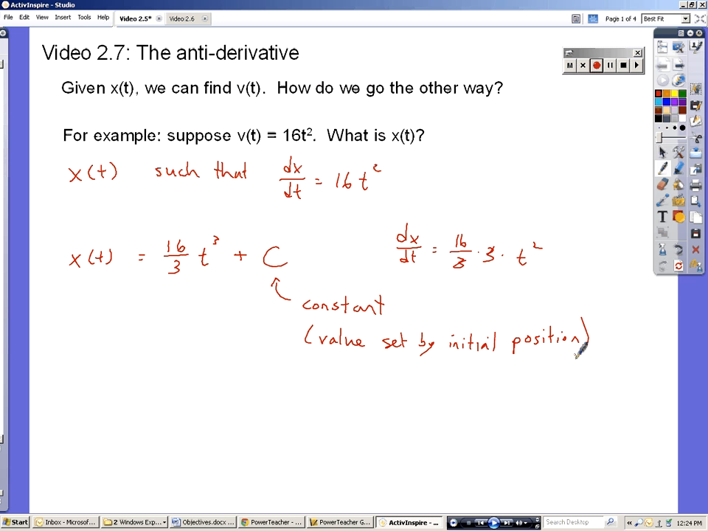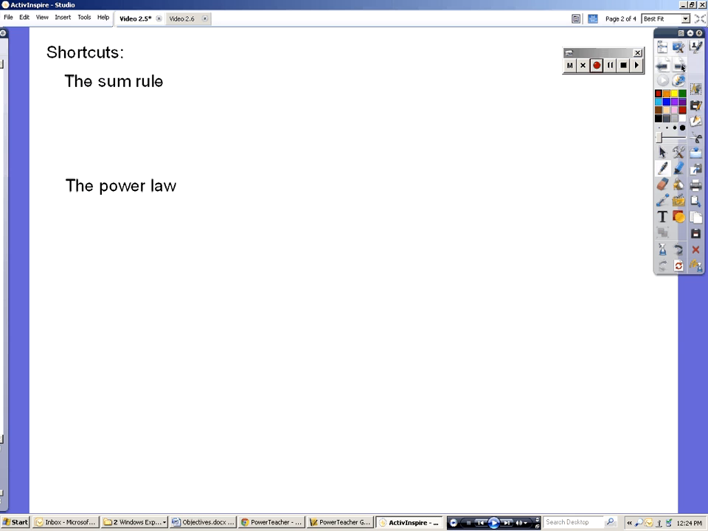The good news is there are many shortcuts for the antiderivative as well, and they correspond to the shortcuts for the derivative. The first one is the sum rule. What the sum rule says is that the antiderivative of the sum is the sum of the antiderivatives.